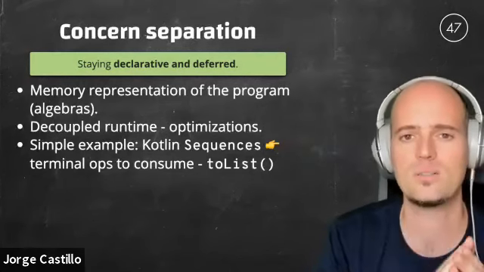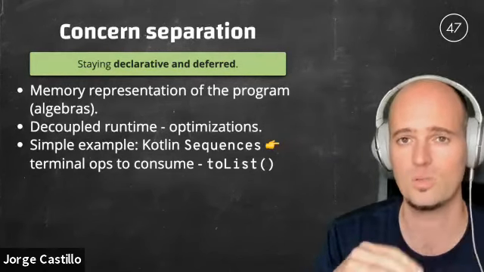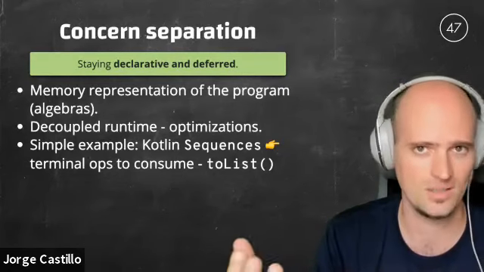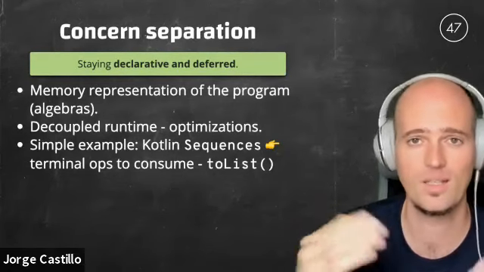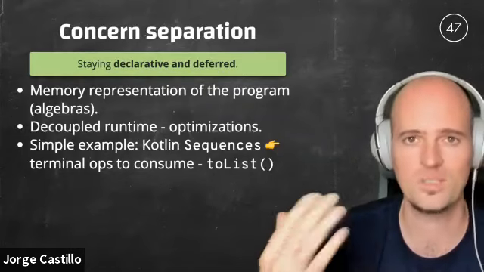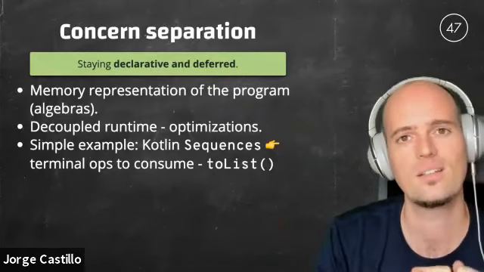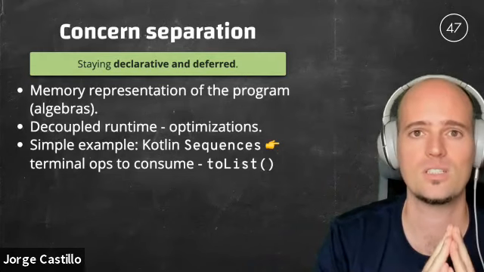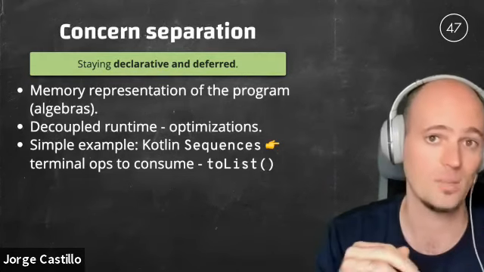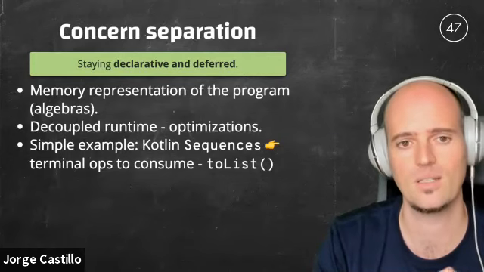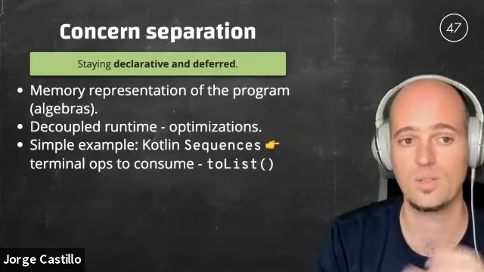So we want to decouple both worlds, be able to write our app as an in-memory description of what the app is going to be, or how it's going to behave, and then provide a runtime to actually run the whole thing, right? And when you do this concern separation, we get the chance to apply runtime optimizations, for example. So it's a really important thing to keep in mind.